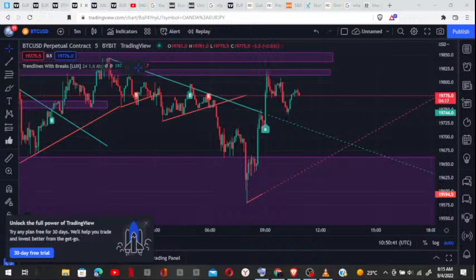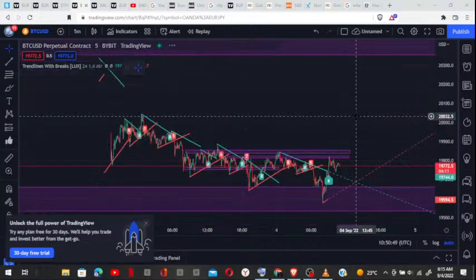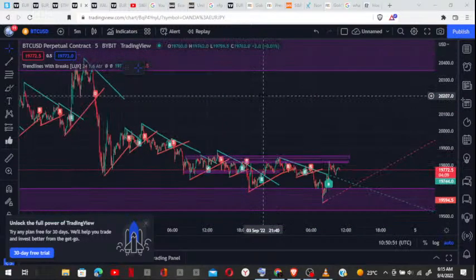So yeah, we are here. The indicator we're using is the trending line with breaks. Yeah, trending line with breaks. That is the indicator we're using today.